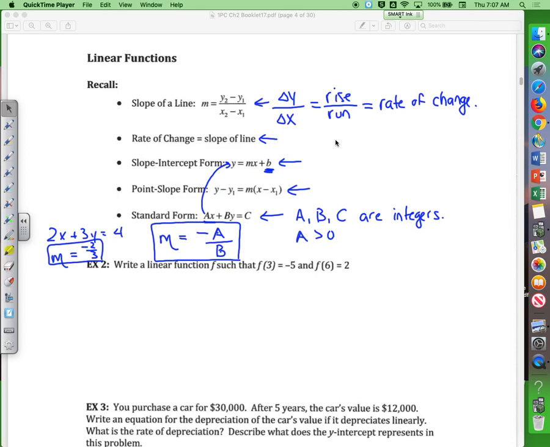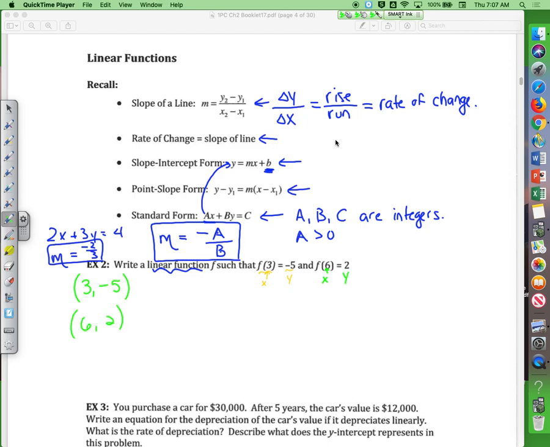All right, so some of the problems that you're going to have to do: write the equation of a line. It says it's a linear function, and you'll notice that the points that they give us are all in function notation. So function notation, when x is 3, our y value is -5. So you can write that as a coordinate pair. When x is 3, y is -5, which is probably the way you're used to seeing it. And then same with this one, when x is 6, y is 2.